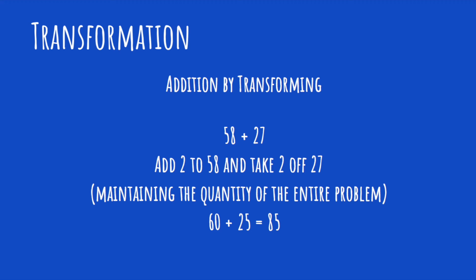So transformation, like 58 and 27, if you wanted to get to a friendly number there, you add 2 to 58 and take 2 off of 27. So you're just moving it from the 27 to the 58. So it's the same quantity, we're just moving it. So it becomes 60 and 25, which is easy to add because we've got a friendly 10. Mine really liked this one. This was a strategy that they used a lot in making friendly 10s.